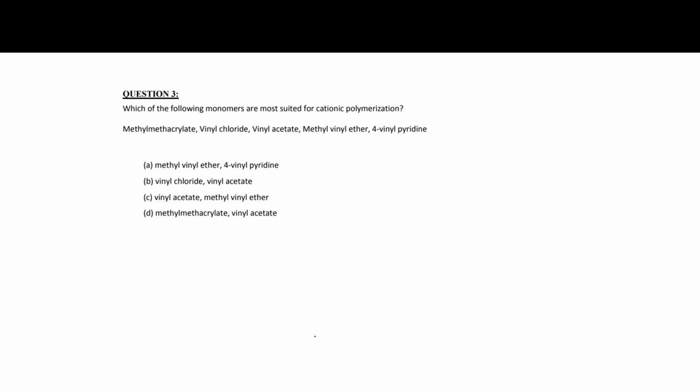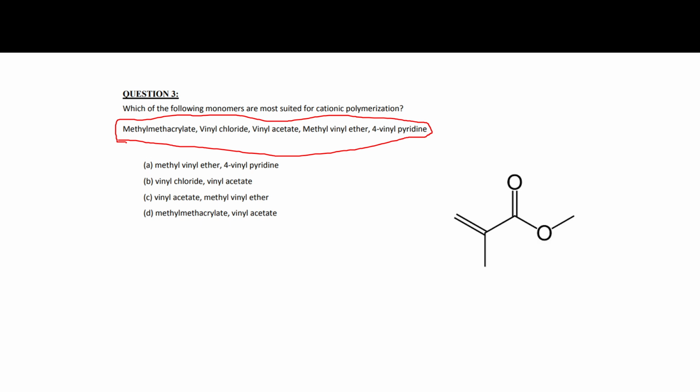Then, which of the following monomers are most suitable for cationic polymerization? So you know cationic polymerization involves a carbocation. So we have to find out which of these monomers has the greater possibility of making this carbocation stable. If you go to the structure, the first one, methyl methacrylate, the monomer structure will be like this. If the carbocation is formed, it will be formed like this here.